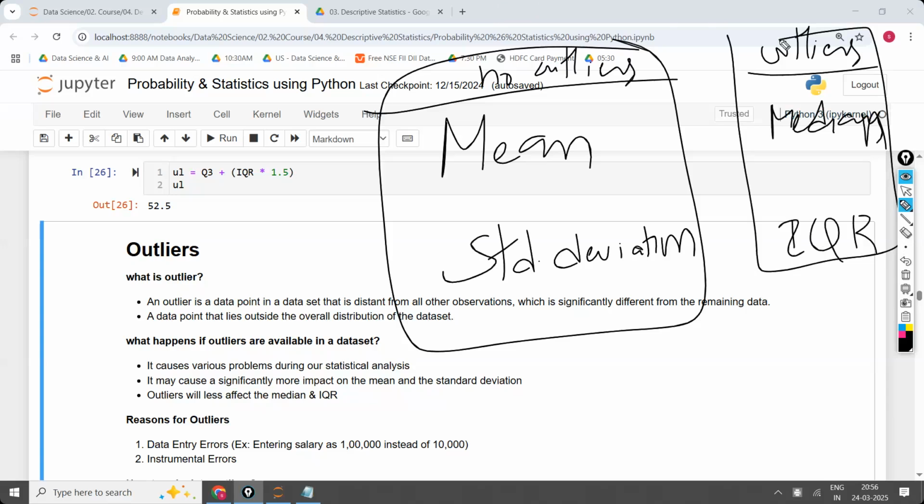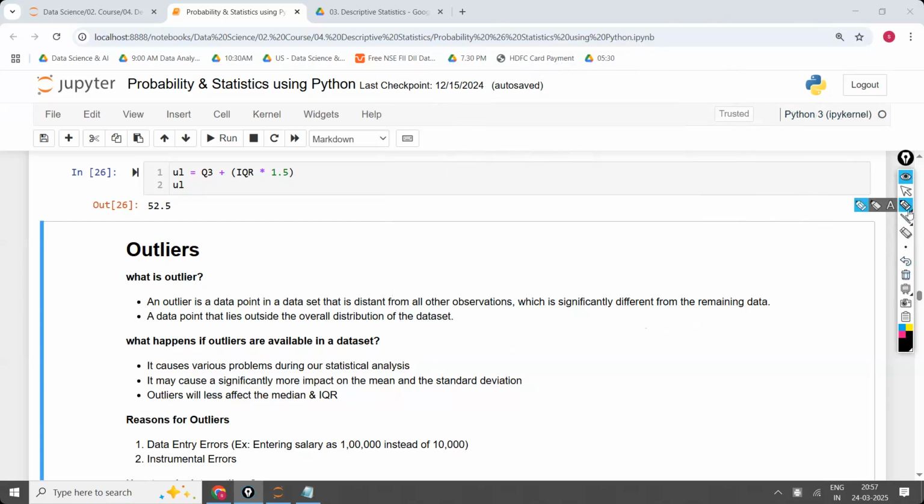Right? Now, these are the different questions, guys. What is an outlier is one interview question. What happens if outliers are available in the data set is a different question. Which is the best measure in the measures of central tendency and measures of dispersion is a different question. What is the reason for outliers?